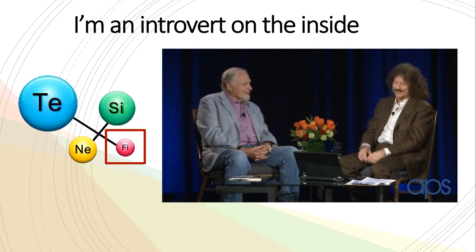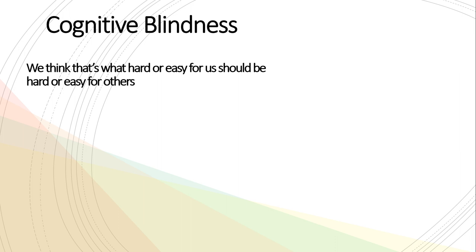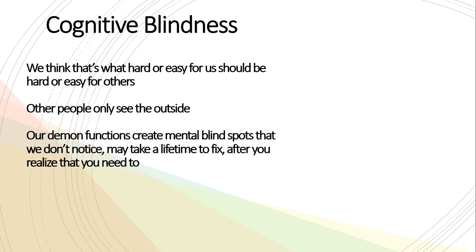Yeah. So this is just a reminder that people see themselves very differently than the way that people on the outside see them. Okay, so cognitive blindness: we think that what's hard or easy for us should be hard or easy for others. This is a common mistake. Paul has a hard time processing emotions, so he assumes that everybody else has a hard time processing emotions. We tend to see the external biggest functions, and that's not what other people see in themselves. Our demon functions can create mental blind spots that we don't notice. It may take a lifetime to fix, and it will take a lifetime to fix after you realize you need to, and most people don't realize that they need to.